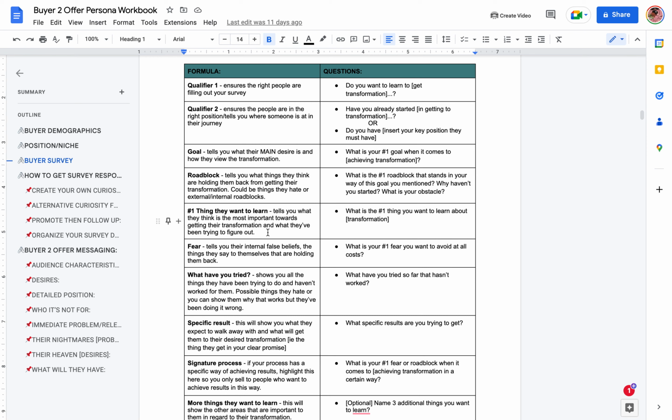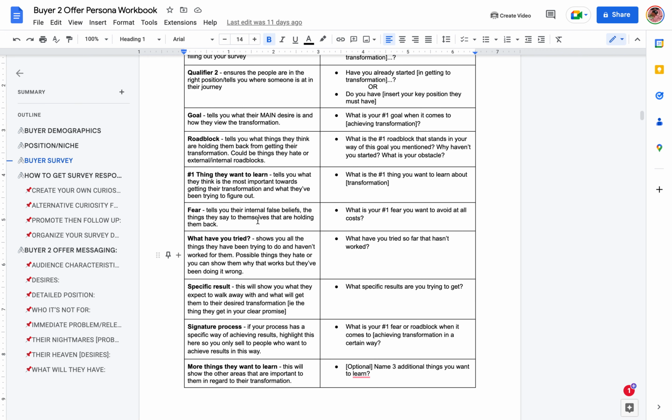Then the next one is number one thing they want to learn. Tells you what they think is the most important towards getting their transformation and what they've been trying to figure out. So this is really helpful because now you're in their head. You're the expert and you know the steps that they need to take. You know the things that they need to learn. But now you can see what's the most important from your buyer's perspective. And in future lessons, you'll learn how to leverage this response and focus that inside of your marketing, because essentially we sell them what they want, give them what they need. So it could just again be, what is the number one thing you want to learn about the transformation?